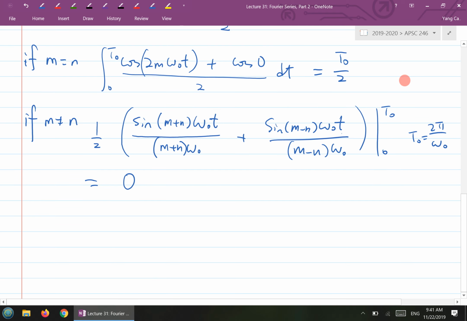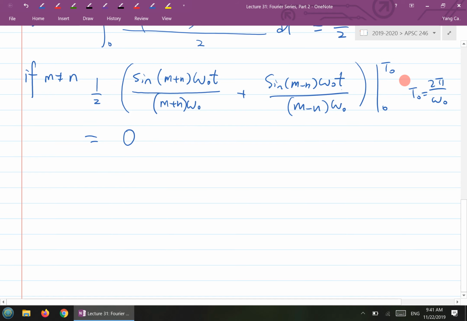And I want you to try similar integrations here to show orthogonality. If you do the integral of sine n omega naught t and cosine m omega naught t dt, for example, you pick a sine and you pick a cosine, then you multiply them together and integrate over one period. This one is a straight 0. There's no ambiguity here. Again, this shows you these two are orthogonal to each other.